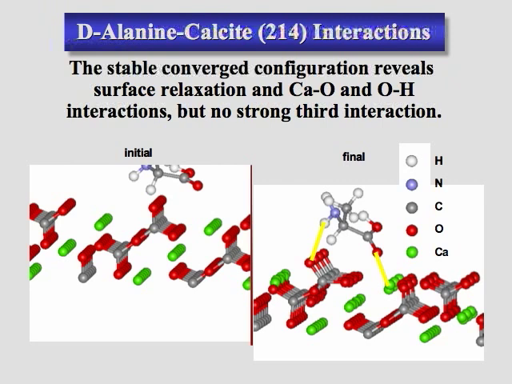Notice also the relaxation of the calcite surface. Here's, for example, a CO3 group. You see how it rotates. See also that the calcium atoms, which are aligned here, become staggered over here. This all has to do with the interaction of the molecule and the surface.